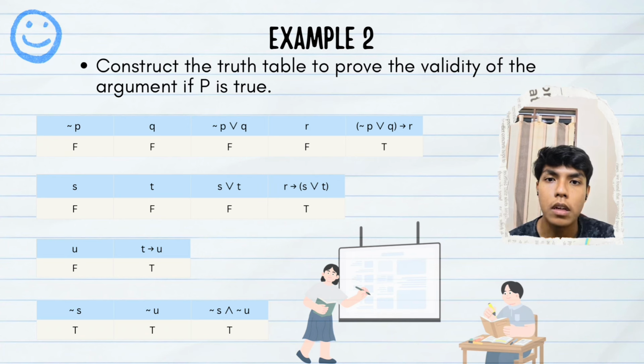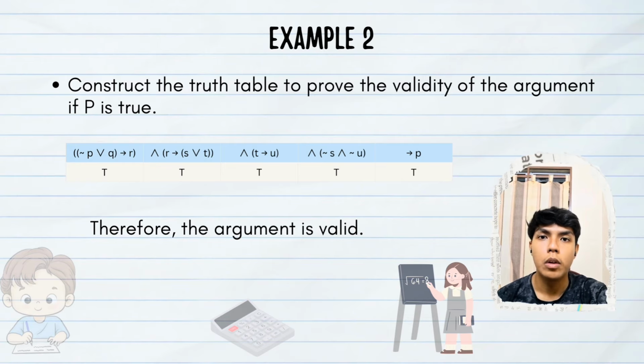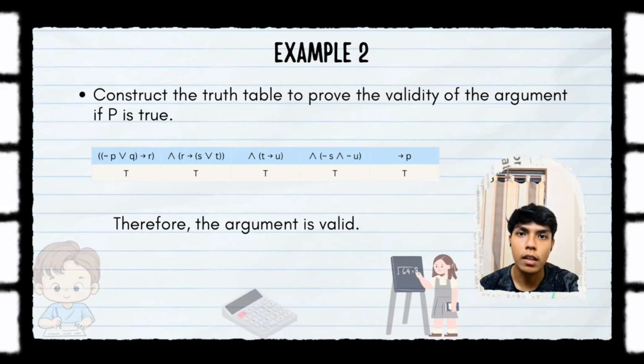For premise 3, our U is false, and we also know that our T is false, so we get T implies U is true. Last, for premise 4, not S is true, not U is also true, so not S and not U is true. So we can conclude that when premise 1, premise 2, premise 3 and premise 4 are true, the conclusion is also true. Therefore, the argument is valid.